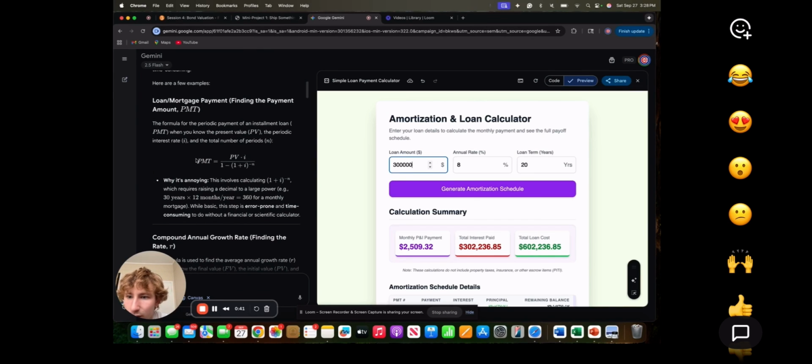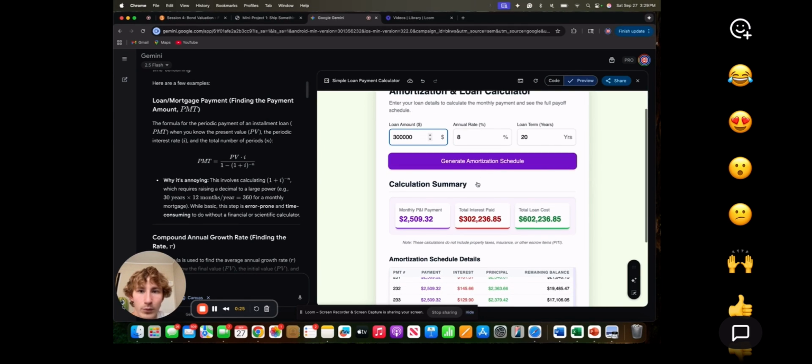Because if we look back up here, here's the original equation, the payment, and it would take so much longer for me to actually do this equation by hand rather than simply typing in the loan amount, the annual rate, and then the loan term, how many years.